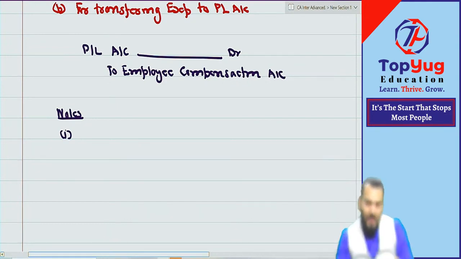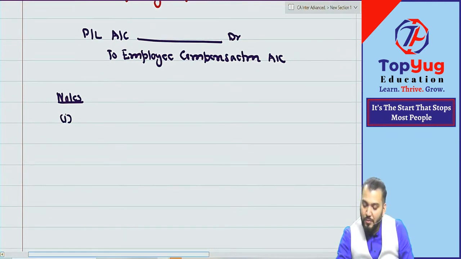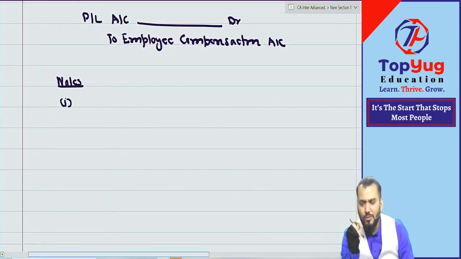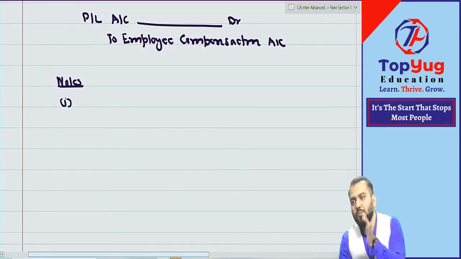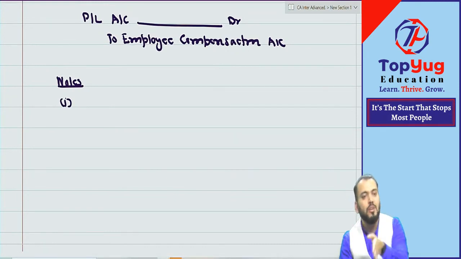Understood? Correct? I think this question is normally asked: will the stock option outstanding account be shown under the head equity or reserve? Sorry, liability. It will be shown under equity as reserve and surplus.